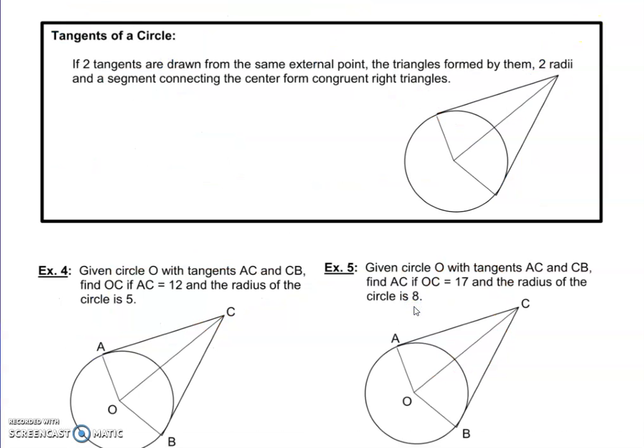All right, again, another theorem with tangents of a circle. It's kind of common sense. It says if two tangents are drawn from the same external point, the triangles formed by them, two radii, and a segment connecting the center form congruent right triangles. So the right angles are actually where the tangent and the radius meet. Those are right angles. That side's the same in both. Those two sides are congruent, and the radii are congruent.